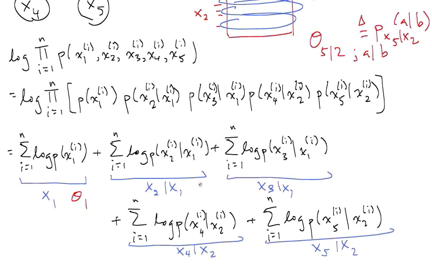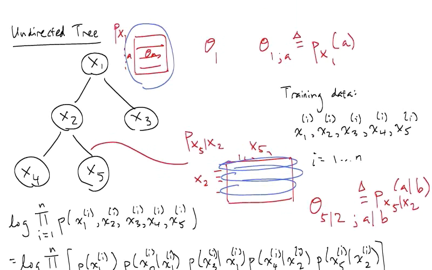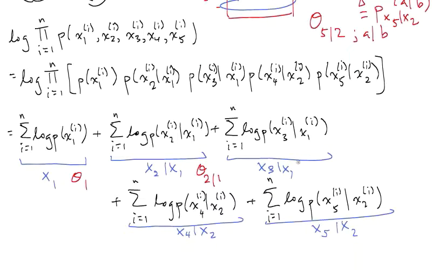Here it's going to be theta 2 given 1. Again, up here I was just giving an example for theta 5 given 2, but of course we have theta 2 given 1, 3 given 1, 4 given 2, and 5 given 2. So theta 3 given 1, theta 4 given 2, and theta 5 given 2.